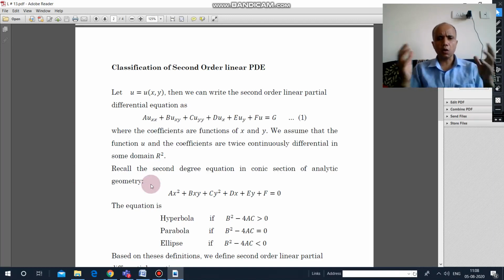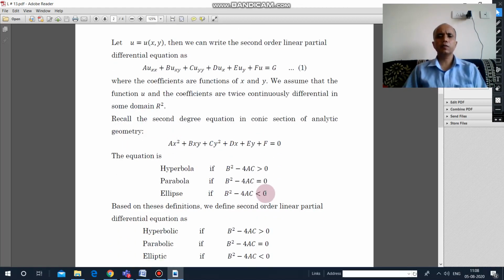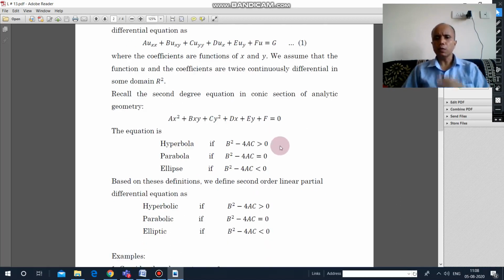For this, just recall the second degree equation in conic sections. Look at this: ax square plus bxy plus cy square plus gx plus ey plus f equal to 0. Now you know that this equation represents a hyperbola if b square minus 4ac is greater than 0, parabola if this equal to 0, and ellipse if this is less than 0.